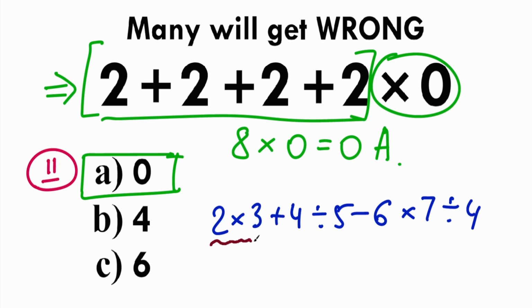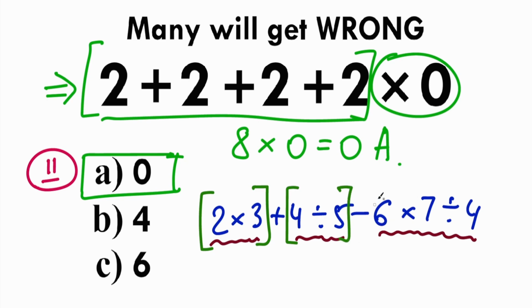Right here we have multiplication, right here we have division, and right here we have multiplication and division. So the first step is to put imaginary brackets in your head. You need to put imaginary brackets right here. You need to multiply it first. Let's go with the red pen. We need to do this at first, this at second, and this one at third.